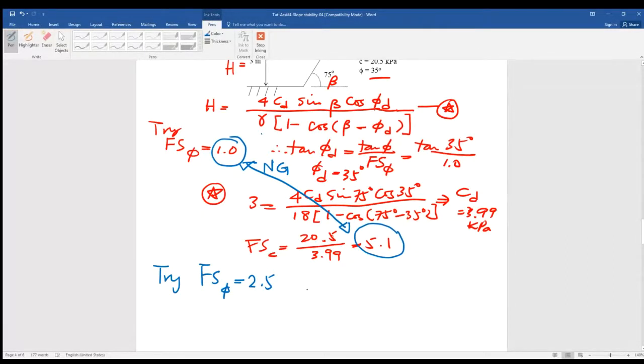So tangent phi D equals tangent 35 degrees, divided by 2.5, a new safety factor. That gives you what? Phi D equals 15.6 degrees.